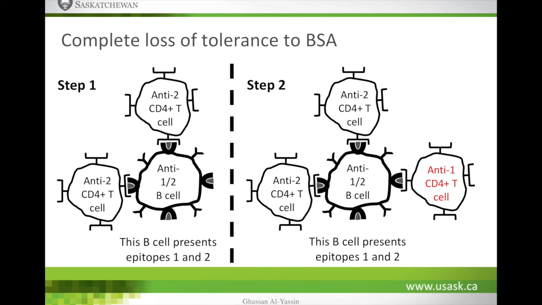These CD4 T cells will also help activate a newly generated CD4 T cell specific for epitope 1. And by now, we have managed to activate all the B cells and CD4 T cells that are specific to BSA.